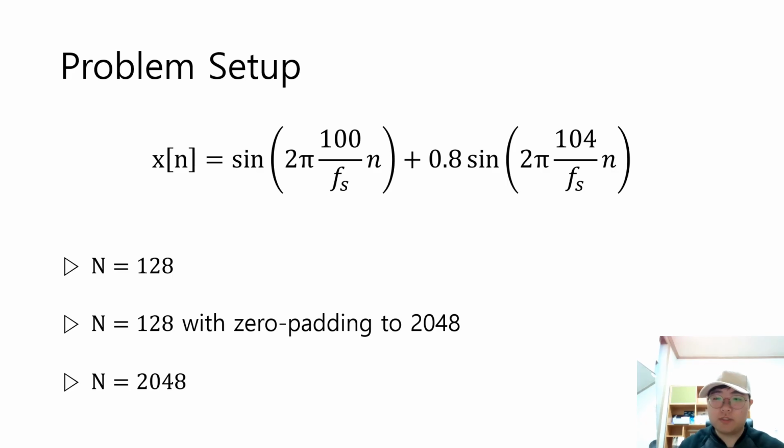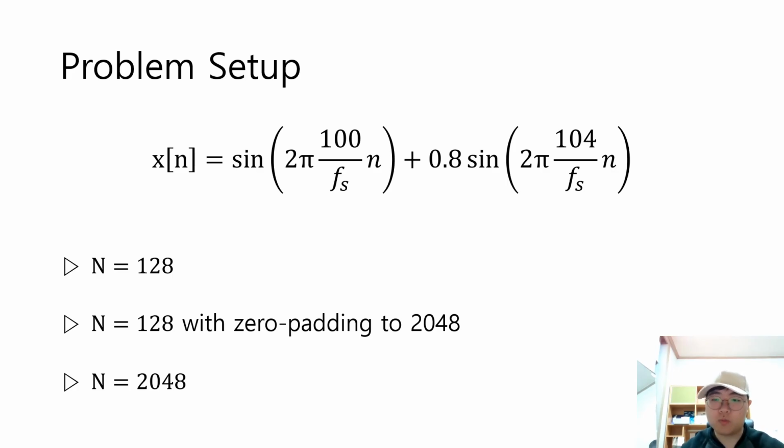The signal used in this project looks like this, where the sampling frequency is 1000 Hz. This signal contains two frequency components, 100 Hz and 104 Hz. These frequencies are intentionally chosen to be very close to each other. This makes it difficult to distinguish them when the frequency resolution is too low.